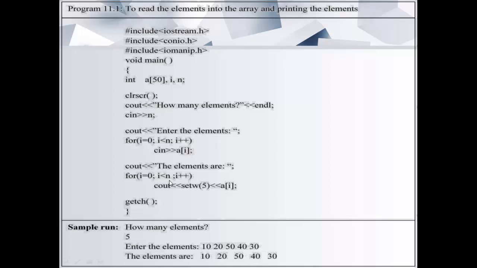So from 0 to 5 it will loop as long as the condition is true, and this statement will be executed. When the condition becomes false, it will come out of the loop. After the completion of the for loop, the values are 10, 20, 50, 40 and 30. getch is used to display the output. So this completes the program.